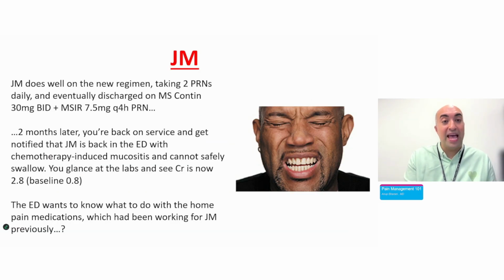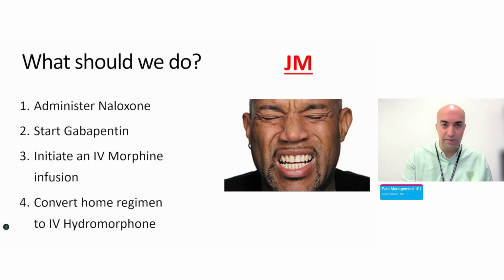So we're talking about JM again. He's doing well in that standing regimen, only 2 PRNs a day. You do the math, you transition him to MS Contin. He leaves, he's fine. 2 months later, he's back. You're on service again, and you get notified that he's in the ED. He's getting chemotherapy. He's had mucositis. He hasn't been able to swallow his meds, and now he has an AKI. And they say, what do we do? What do we do with his pain medicines? So take 10 seconds to think about what you might do.